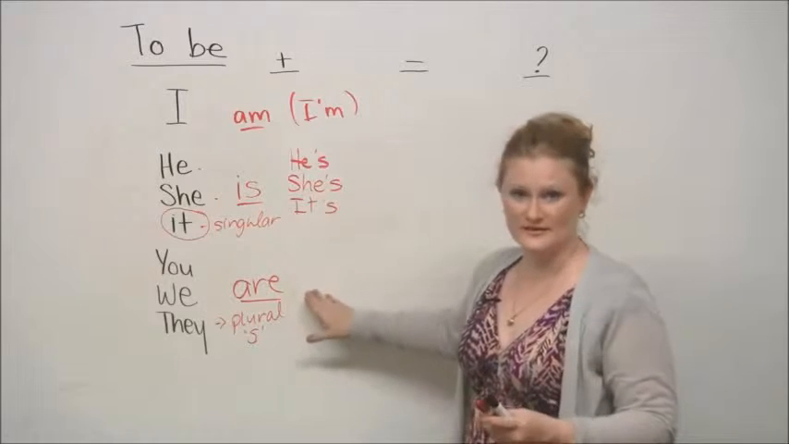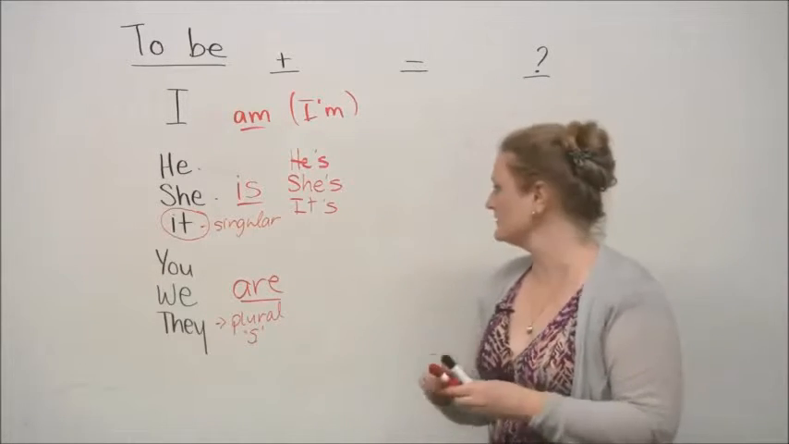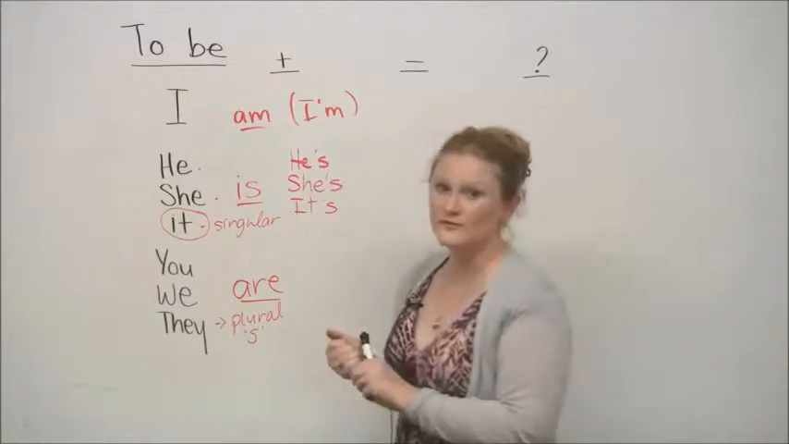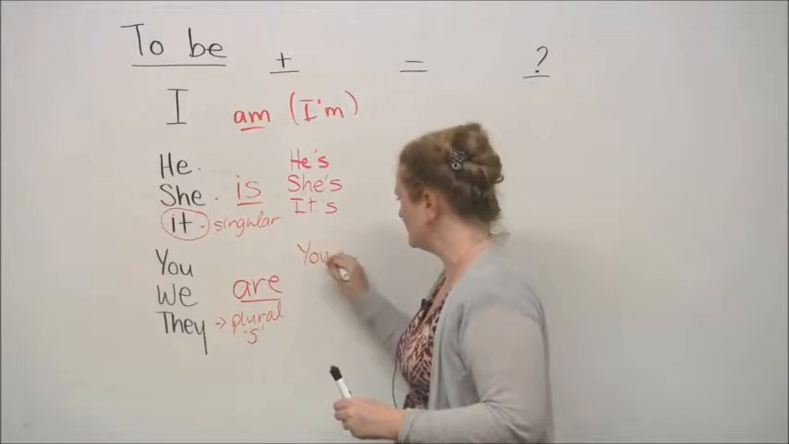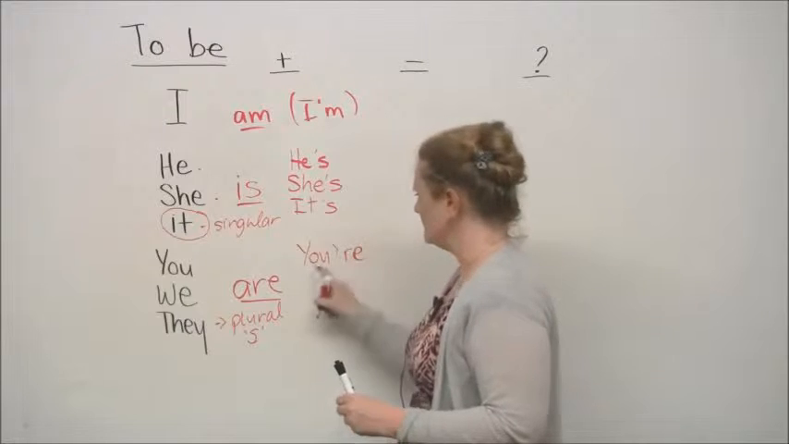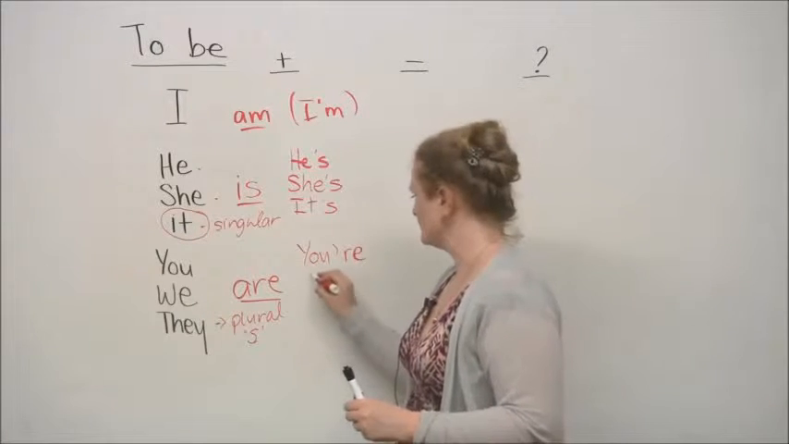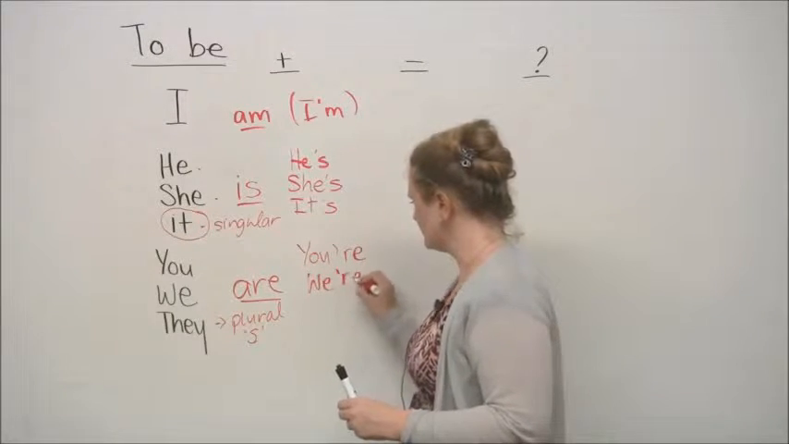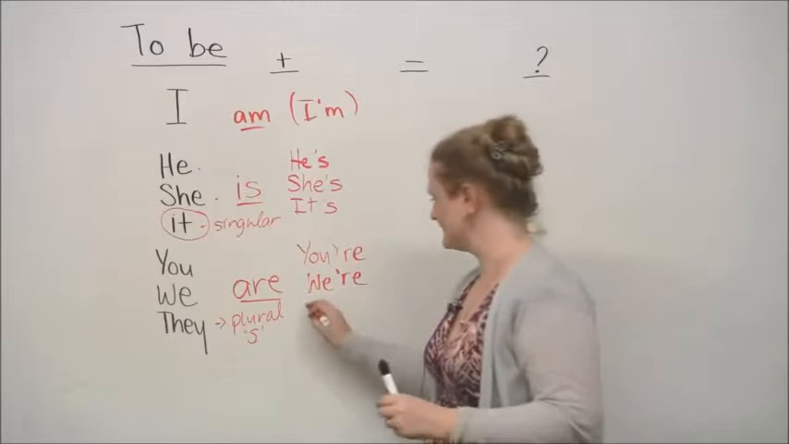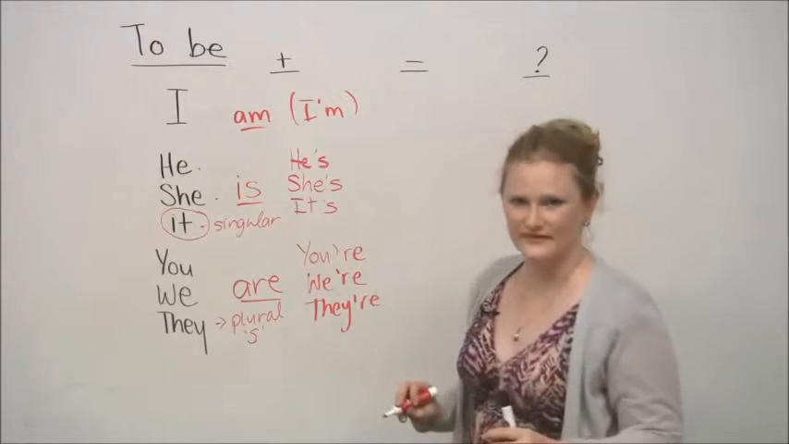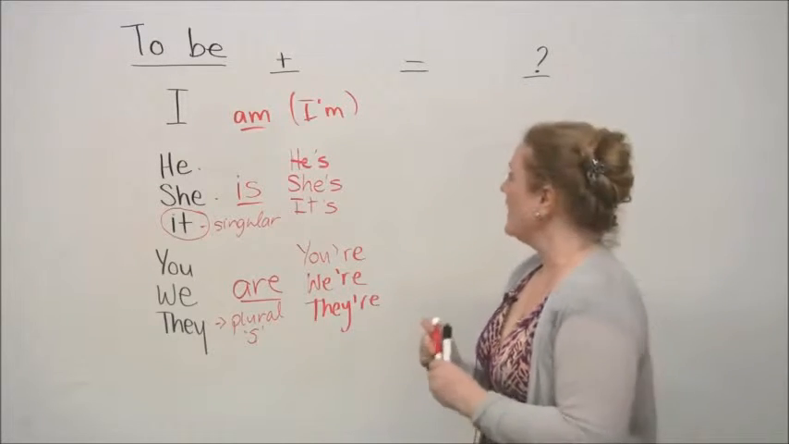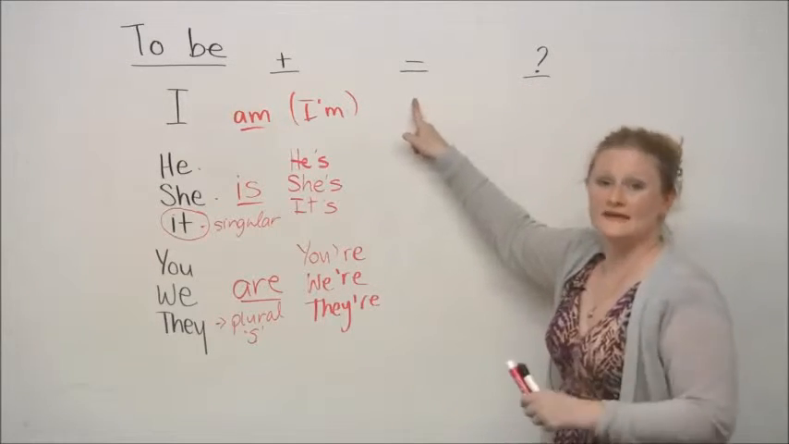We can also break these down and make them shorter when we speak or when we write. Both speaking and writing is acceptable. We say you're, we're, and they're. Okay? We're going to go on to the negative form of these.